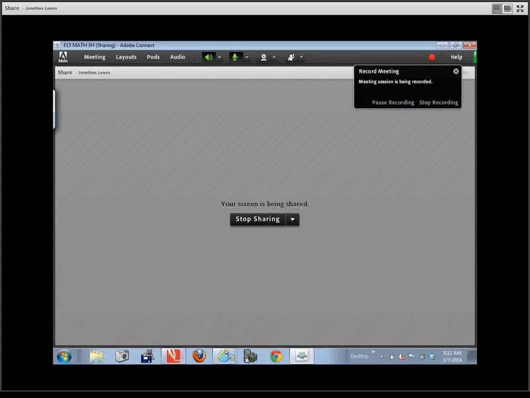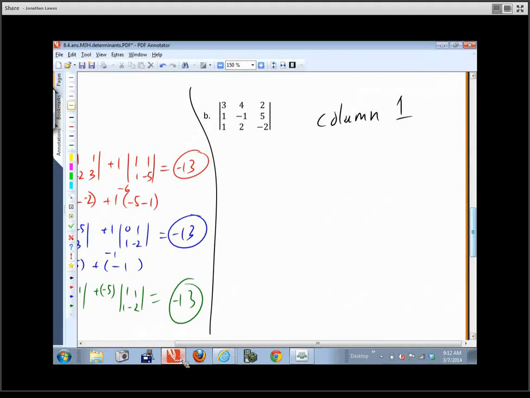Okay, if this were a test question and I wanted to make sure I got it right, I would even do this. If I'm going to expand on column 1, I'm going to think sign associated with that position is positive, so I'm going to write a 3. I'm going to cross out the row and column, and I'm going to write negative 1, 5, 2, negative 2. Sign associated with that position is negative. The number that's there is a 1. Its minor is 4, 2, 2, negative 2. And then sign associated with that position is positive. The number there that is a 1. And then I've got 4, 2, negative 1, 5.